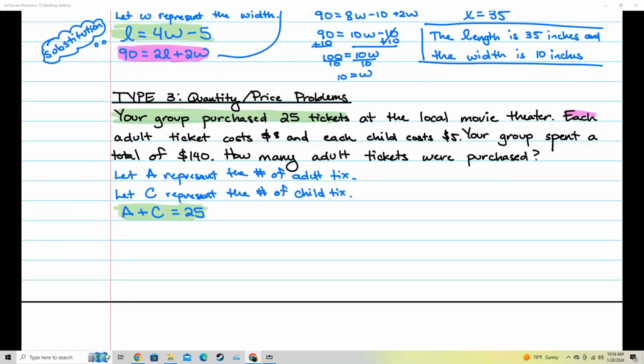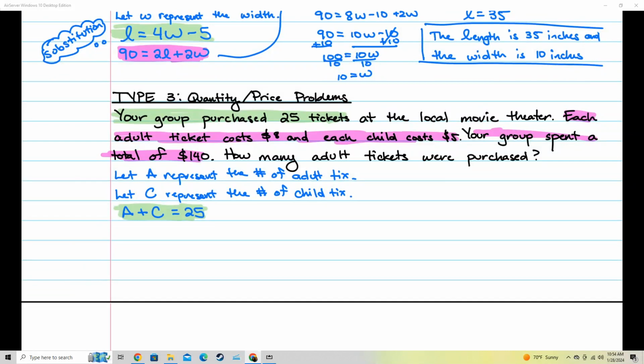This is a little bit tricky because this is not enough information to come up with my formula. I do know that the group spent a total of $140. Okay, so we need to use all that information. And guys, we've done stuff like this before.